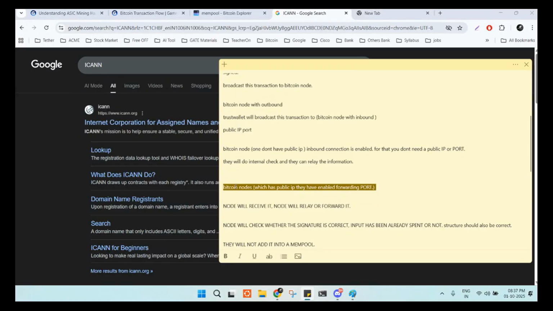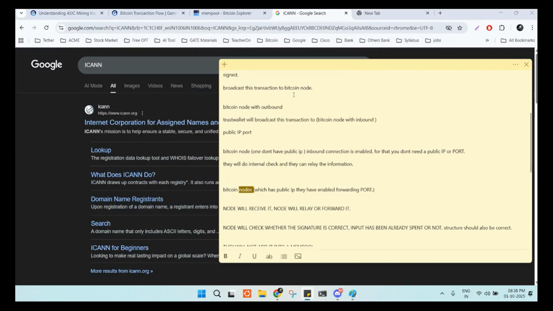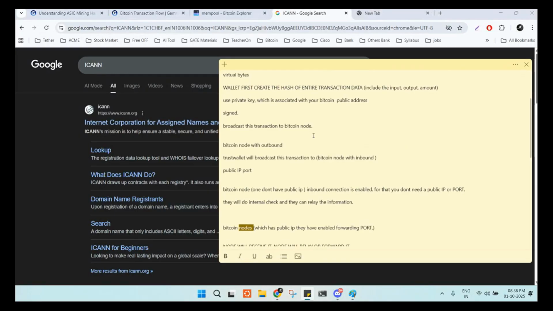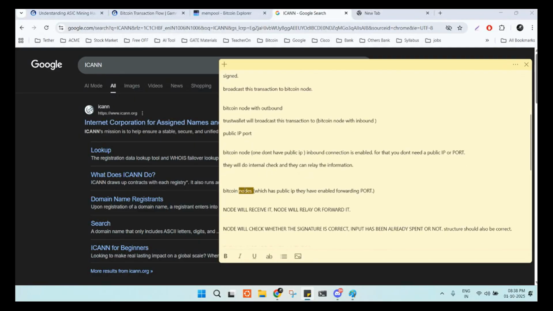So let us suppose they got to know that there is some issue in this transaction. They will broadcast all those things to all the Bitcoin nodes. They will be participating in the network. They will accept all the inbound connections, and they will do all the internal checks which I have mentioned here: the transaction data, double spending, and whether the signature is correct or not. They will also check these things, but they cannot directly receive it from Trust Wallet. Getting my point?